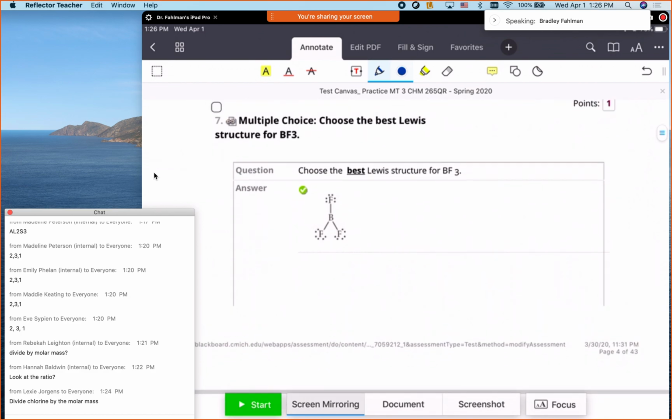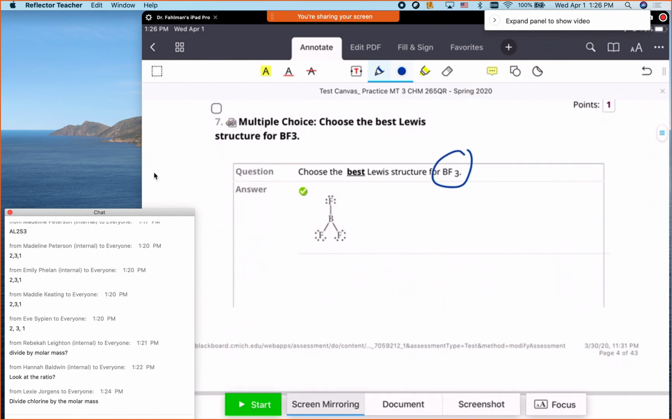All right. The best Lewis structure for boron trifluoride. So here it's the usual strategy of counting all the valence electrons. And so fluorine has 7 each, and boron has 3 valence electrons. So that's 21 for the fluorines, 22, 23, 24 total valence electrons.